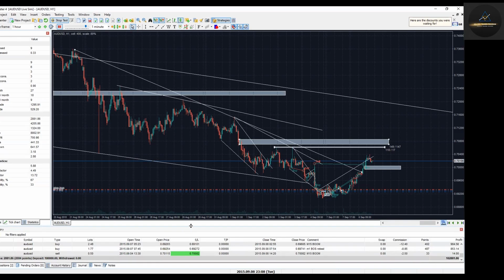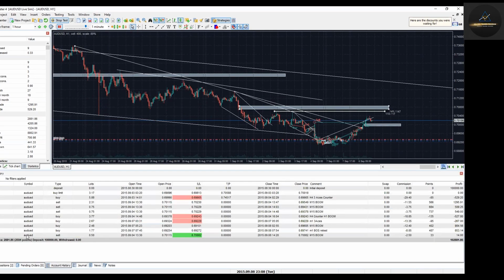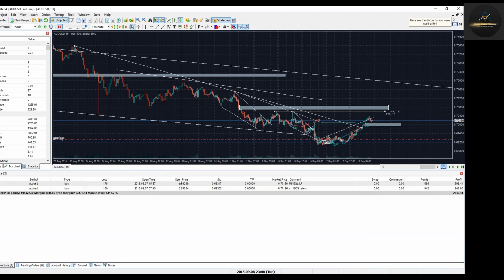Let me check the history. I've actually banked 1.7 lots and 2.48 lots. We've still got 2.78 lots. So I've already banked quite a lot. At this stage, because I'm expecting a little bit more upside, I'm going to bank 50% of whatever I have open right now.